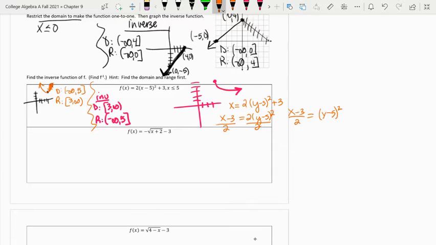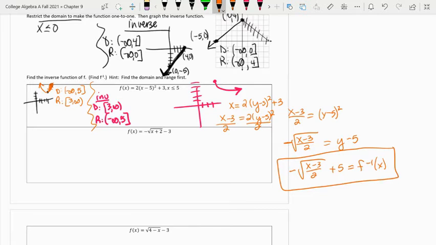So we're going to take the square root, and normally when we take the square root, we write plus or minus. But since we're interested in the negative, where this graph is opening down, we're going to have negative of x minus 3 over 2 equals y minus 5. So negative square root of x minus 3 over 2 plus a 5 equals y, and that's going to be f inverse because we restricted the domain on the original function.